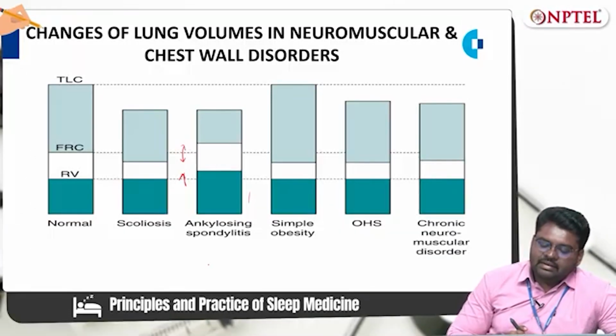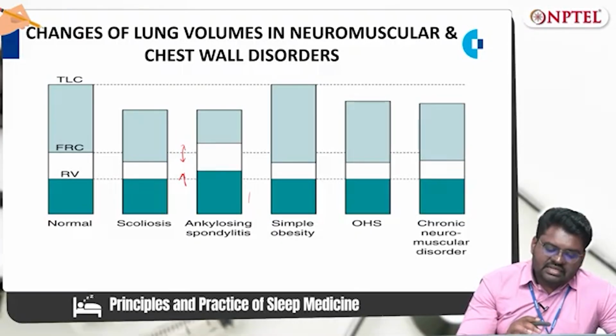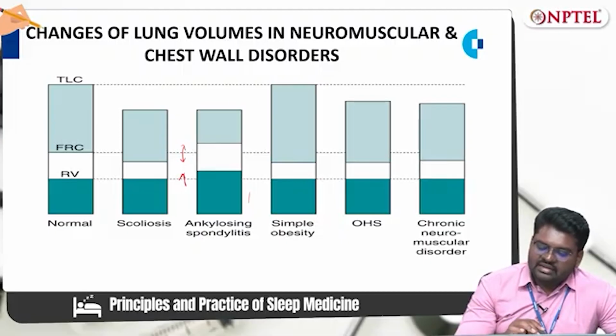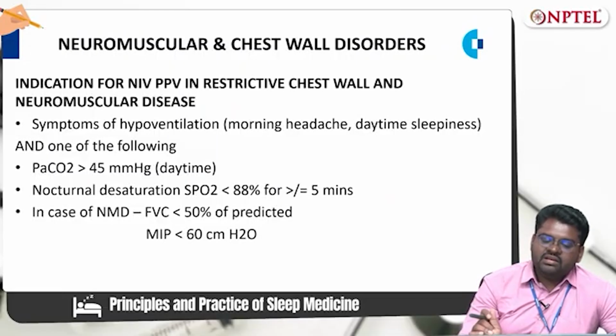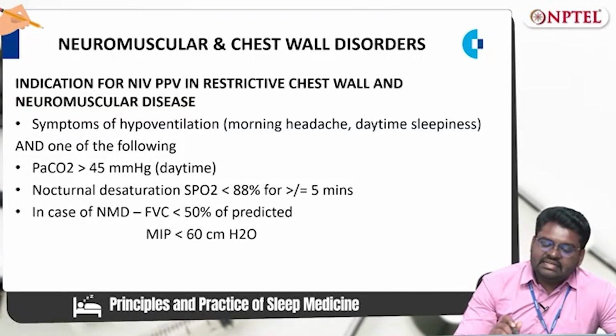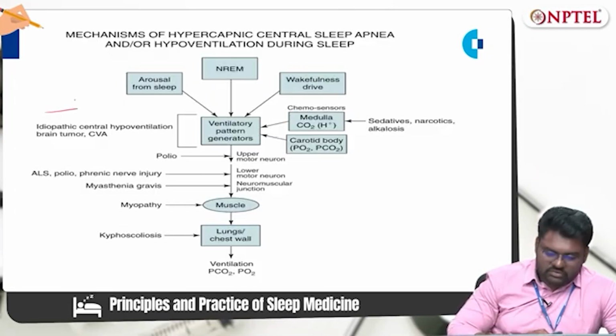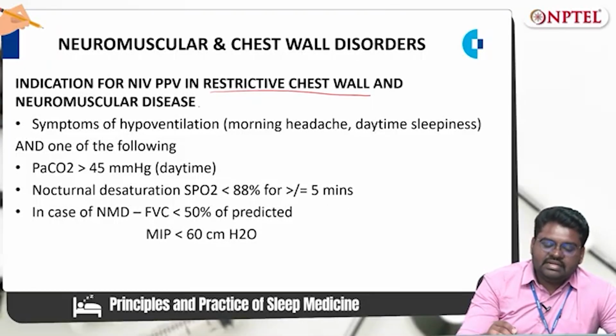So, these are the diagrammatic pictures. Here we see total lung capacity, FRC and residual volume, and the changes according to the different conditions as discussed earlier. Now we are going to the indications for non-invasive ventilation, that is positive pressure ventilation, in restrictive chest wall and neuromuscular disorders. Now we are going over the indication for NIV use in a restrictive chest wall and neuromuscular disease.